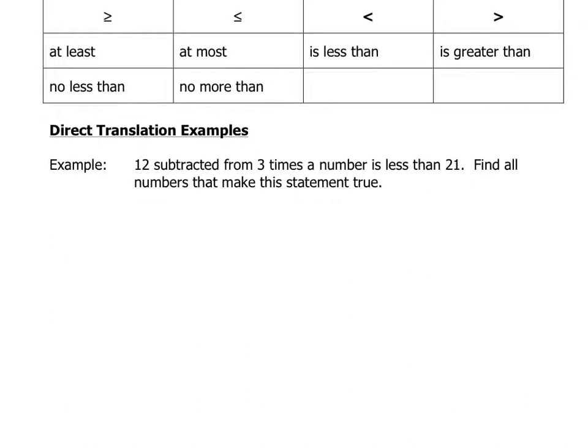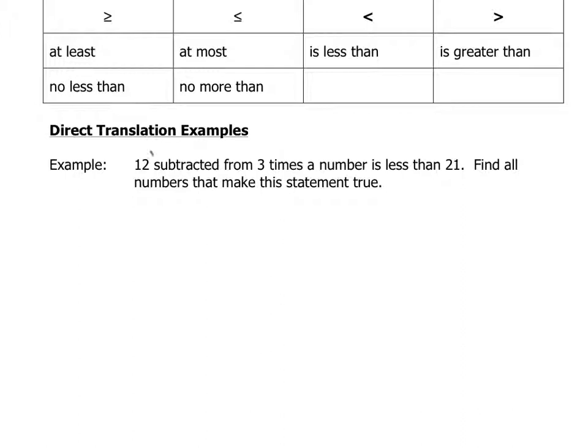So we have 12 subtracted from 3 times a number is less than 21. Find all numbers that make this statement true. This is going to be for us an inequality. So first of all, we need to chunk this up. So let me get my blue pen out here, and I'm going to chunk this for us.